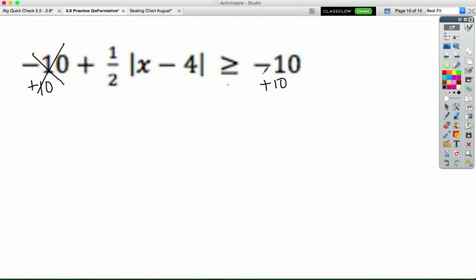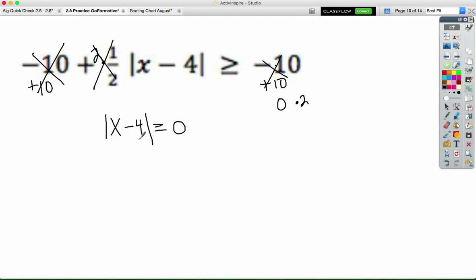It's going to give me a 0 on the right side. To get rid of the 1/2, I'll multiply by 2 to cancel it out. And then I'll multiply by 2 on the other side, but 0 times 2 is still 0. So we're left with the absolute value of x minus 4 is greater than or equal to 0.